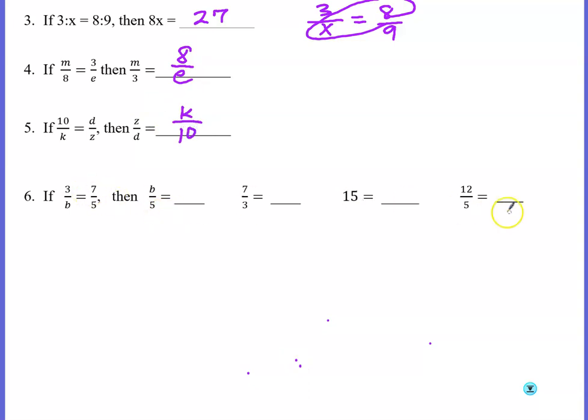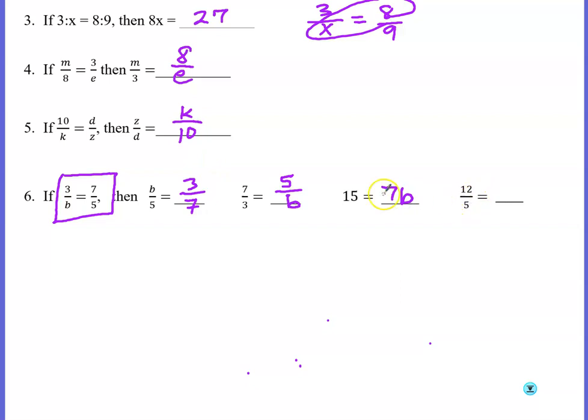All right, this one has a bunch. So if 3 is to b as 5 is to 7, then b is to 5. That would be bottom over bottom. You can do then top over top, 3 over 7. 7 over 3, 7 is to 3 as 5 is to b, 5 over b. 15 would be 3 times 5, so they did cross multiplication, so that would be 7b.